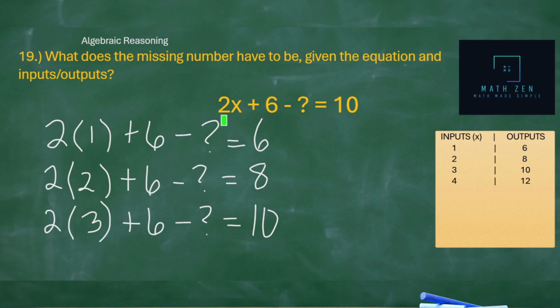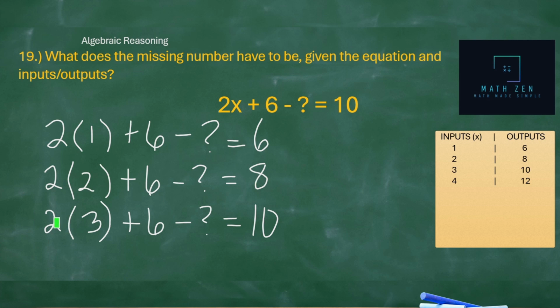So initially, we're thinking that our missing number is 2, but we have to test that with the other inputs just to make sure. So we test our next input of 2, which is 2 times 2 equals 4. 4 plus 6 equals 10. If we take 2 away again, we do get an output of 8. So I'm very confident that 2 is our answer, but I am going to test it a third time here.